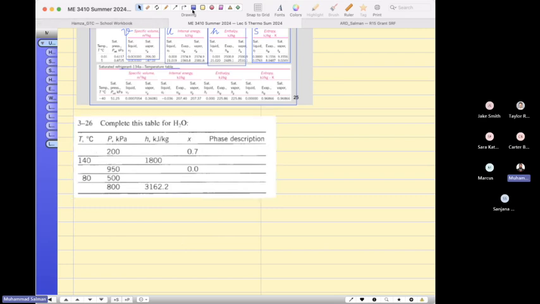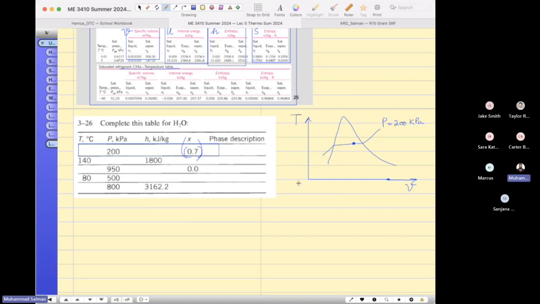Looking at the first row, the pressure is 200 and the quality is given. When the quality is given, can you tell me what phase it is in? Is it compressed liquid, liquid line, liquid vapor mixture, dry vapor, or superheated vapor? Can you write down where this state point is located? It is inside the liquid vapor mixture. Like 70% is vapor mass inside the container.